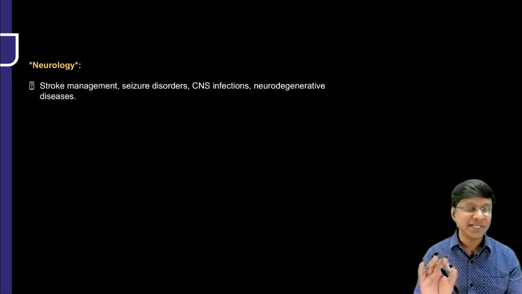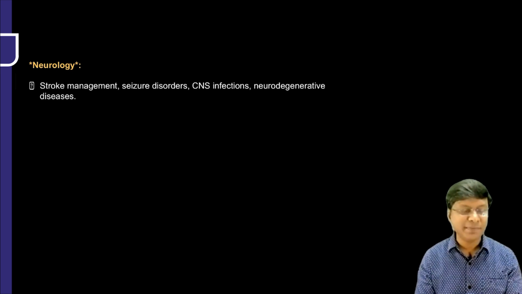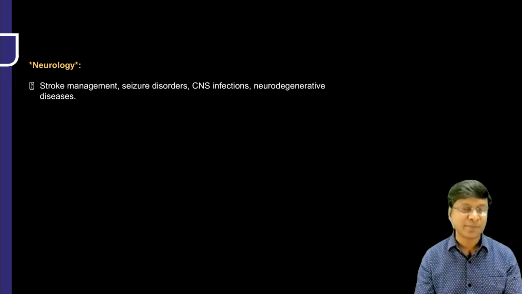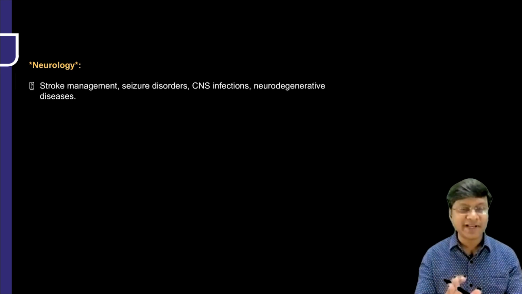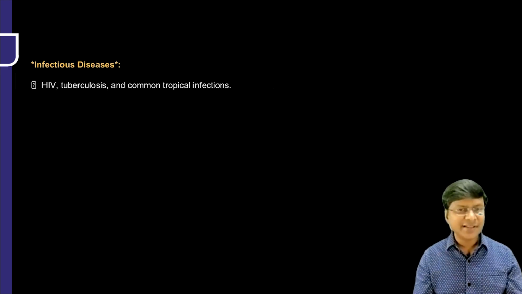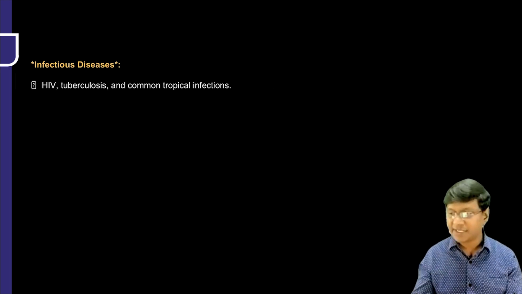Now, followed by that, neurology. A very important topic in neurology is stroke as well as its management. There are many new guidelines which have come up for stroke management. You need to be completely thorough about the new guidelines. Epilepsy is another very important topic. CNS infections like meningitis as well as intracranial space occupying lesions caused by infections, and neurodegenerative diseases. These are the important topics in neurology, out of which stroke management is very, very important because many new guidelines have come up. And regarding infections, HIV, tuberculosis, and some tropical infections are very important.